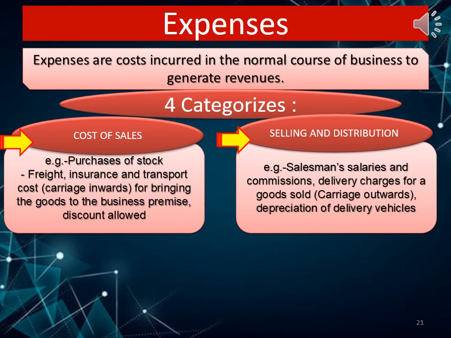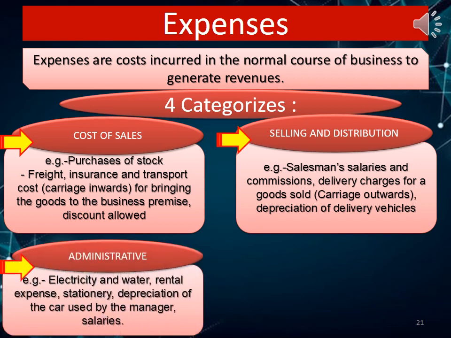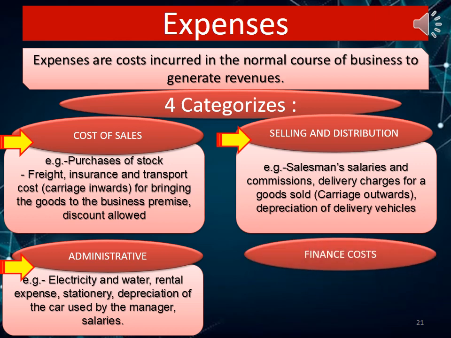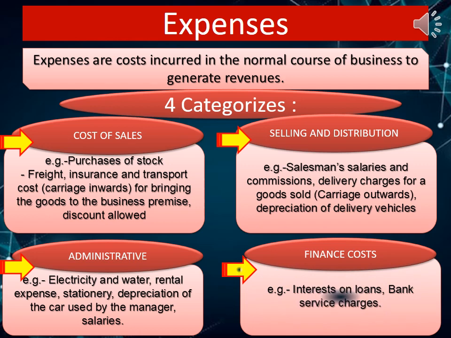Third, administrative. Examples of expenditures are electricity and water, rental expense, stationery, depreciation of the car used by the manager, and salaries. Fourth, finance costs. Examples are interest on loans and bank service charges.